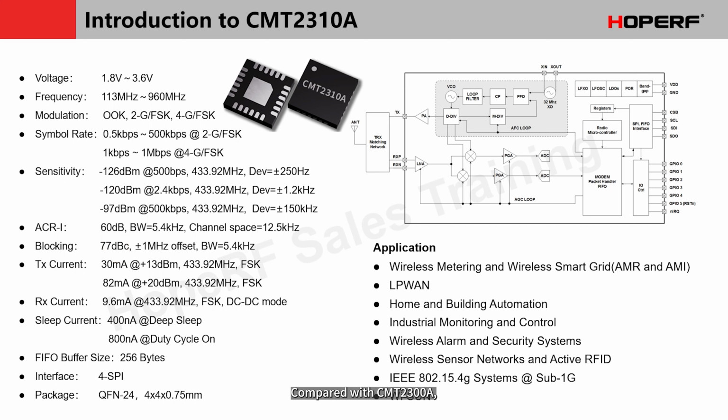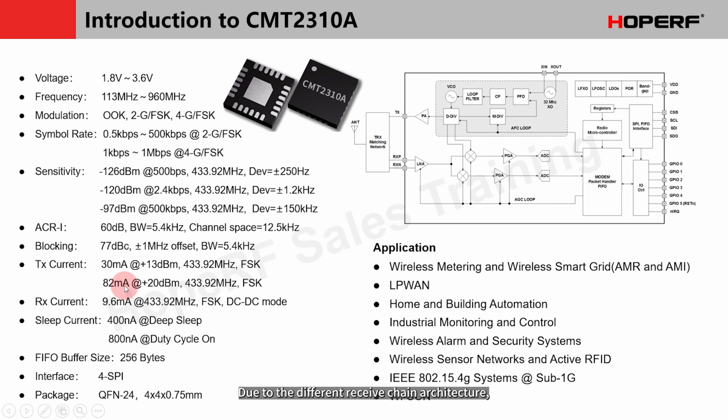Compared with CMT2300A, the transmit architecture of CMT2310A remains almost unchanged. It is also transmitted directly by the PA after frequency division by the VCO. The transmit current is slightly higher. About 30 mA at plus 13 dBm transmit power. Approximately 82 mA when the transmit power reaches plus 20 dBm.